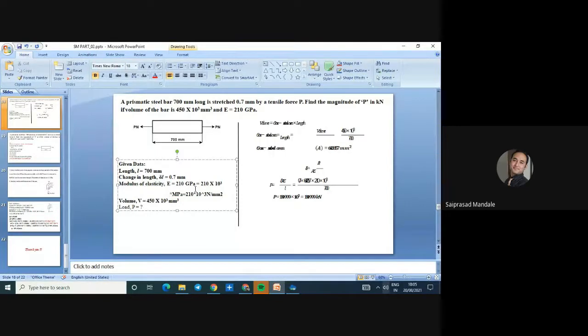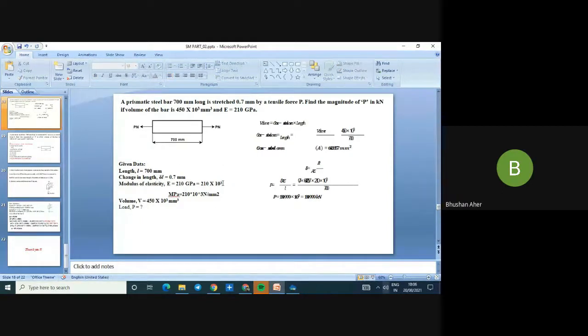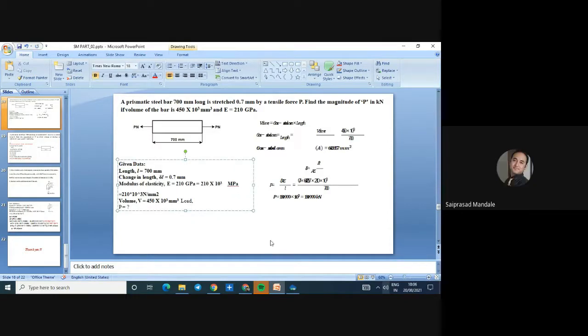E is equal to 210 GPa. 210 GPa means 210 into 10 raised to 3 MPa, and 1 MPa corresponds to 1 Newton per mm square.